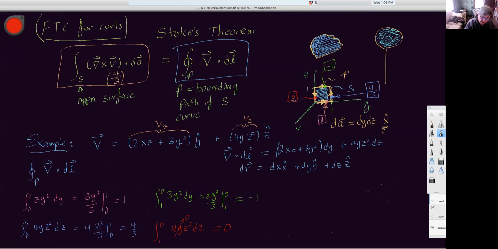Okay, so putting it all together in our blue color, we have the integral around the curve that bounds that square, F dot dl, is equal to 1 plus 4/3 minus 1 plus 0, which is equal to 4/3 as promised. Okay, all right, good. We've proved Stokes' theorem. Okay, yay, all right.